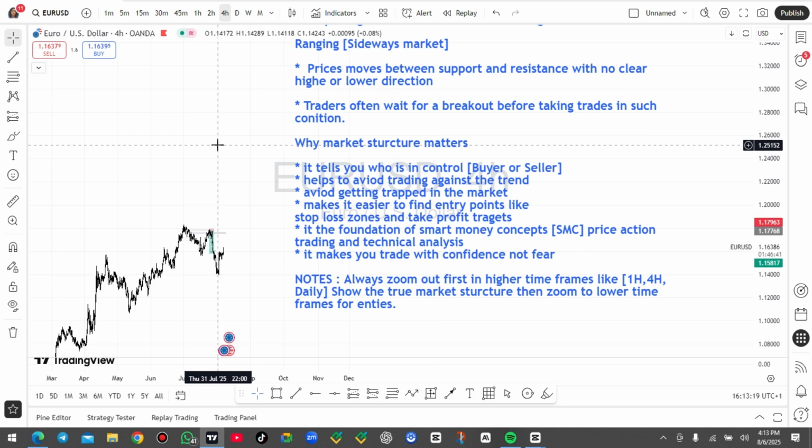You already know that if the market is in an uptrend, the buyers are in control. If the market is in a downtrend, the sellers are in control. You have already understood that one at the back of your mind.